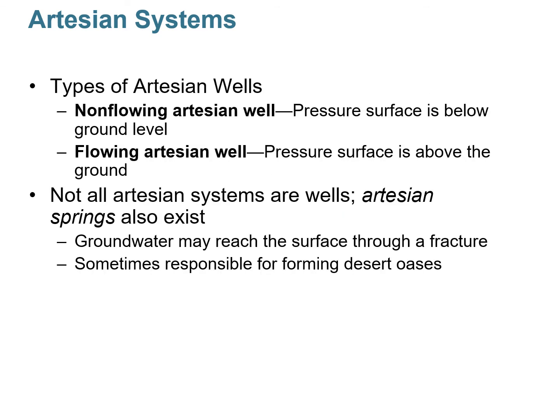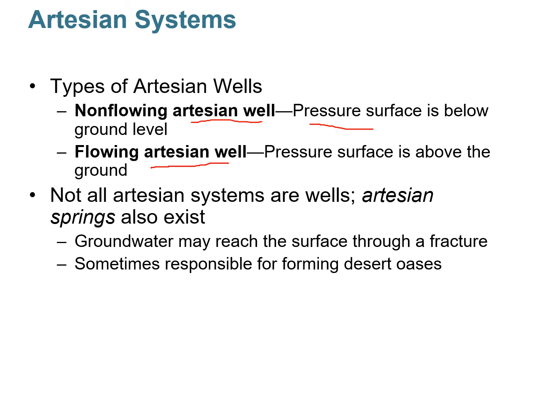There are two types. There's a non-flowing artesian well, where the pressure from the groundwater doesn't spill out of the well. It just rises higher than the local water table. And then a flowing artesian well is where you have water just actively pouring out of the well you just built.